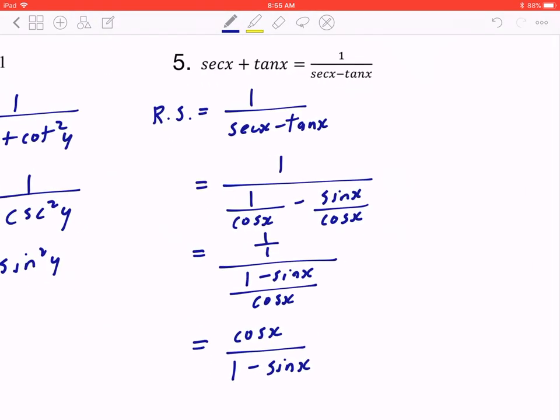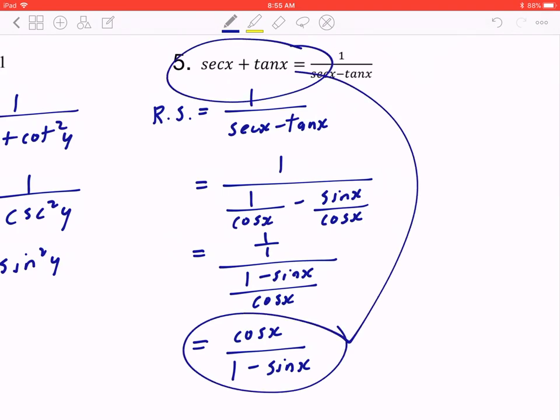Now again, you have to look at the left-hand side. You have to look at what you have so far and figure out what is the disconnect. What do we have to do? So the big picture is this. If you think about secant x plus tan x, this is really 1 over cosine x plus sine x over cosine x. So the common denominator is going to be cosine x.